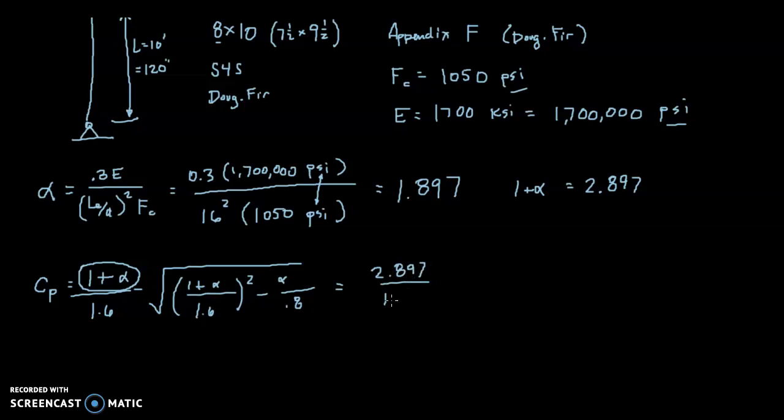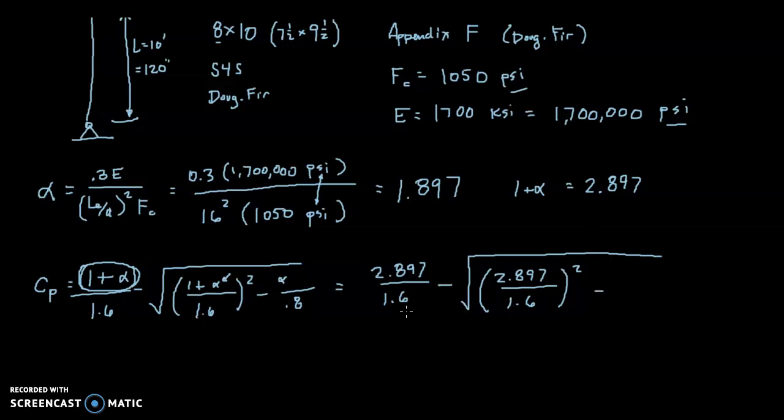2.897 divided by 1.6. The reason I like to do that is because then if I'm punching into my calculator, I don't need to worry about putting the numerator inside of parentheses. I just have a single term in the numerator. So it simplifies the calculator work a little bit. And so again, I've got in the numerator here, I've got 1 plus alpha, so that's 2.897 divided by 1.6. And then that's going to get squared.